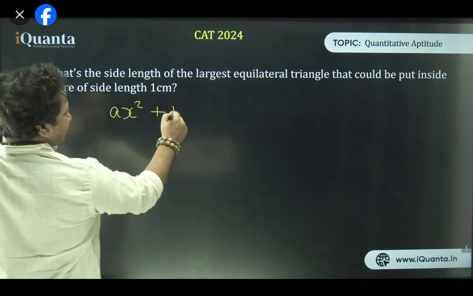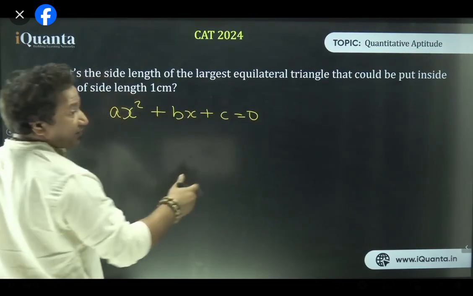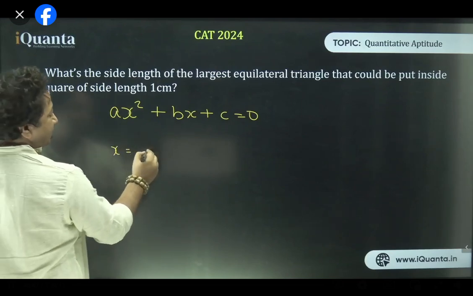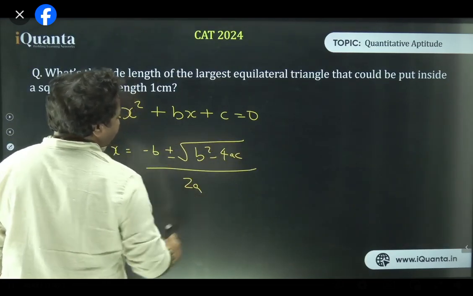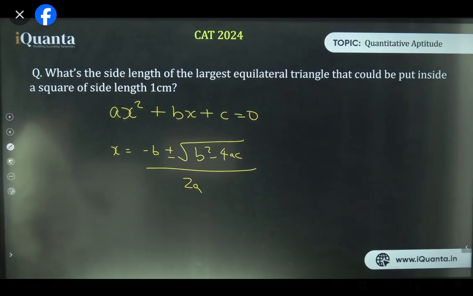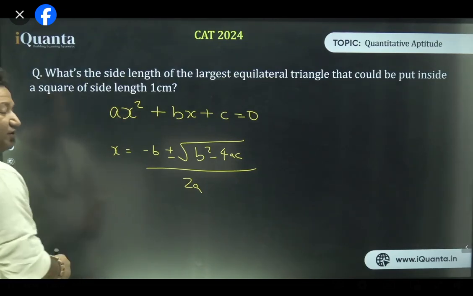If I have a quadratic equation like this, ax square plus bx plus c equal to 0, you cannot factorize it normally, then I use this formula. X is equal to minus b plus minus square root of b square minus 4ac whole upon 2a. So we get 2 values because there are 2 roots of quadratic equation. One is by positive, other is by negative. All right. This is known as Sridharacharya formula.